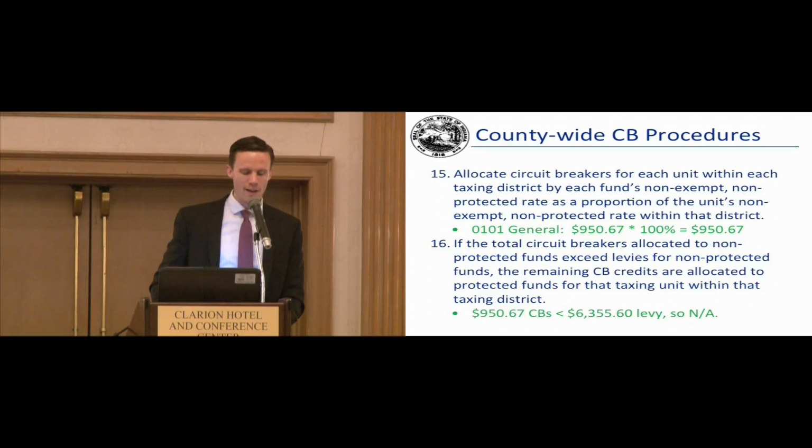In our case, we don't have that because the circuit breaker amount is going to be less than that levy we calculated from the abstract. But if the circuit breaker amount happened to be more than the levy abstract, what we would do is exhaust that particular fund, so its levy based on abstract AV and its circuit breaker credits would match, and then the piece of it that was remaining, we would then spread proportionally to the protected funds for that unit within that taxing district.